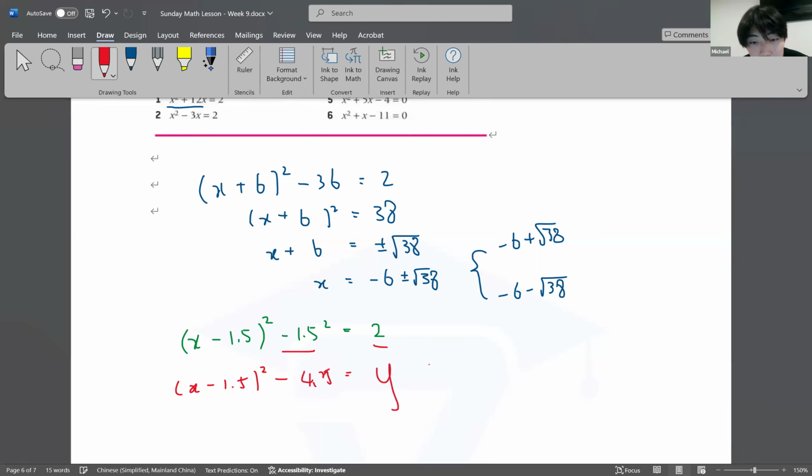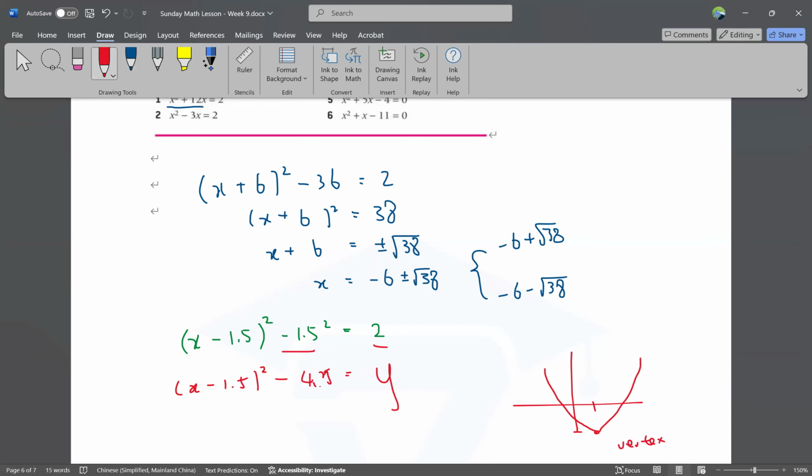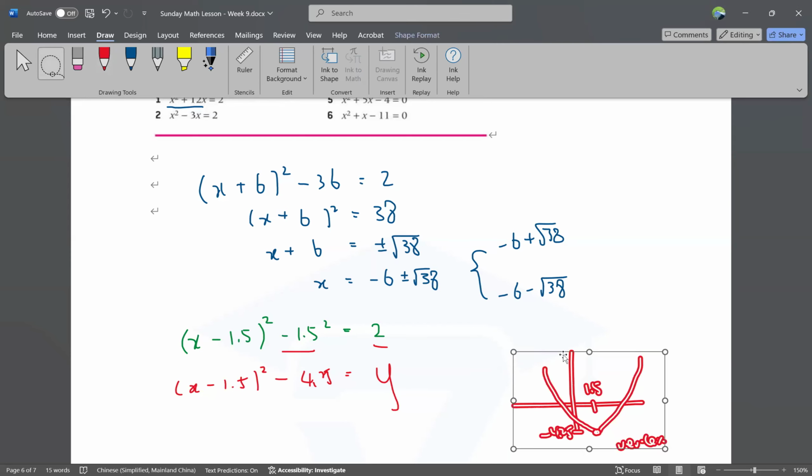If this is a graph with y, then this would be the vertex. This is 1.5, and negative, so negative 1.5. So this is the vertex form. So the vertex is at x equals 1.5. Remember, in x minus, the minus part is always the opposite. So it's positive 1.5, and this is minus 4.25. Hannah, does this make sense?